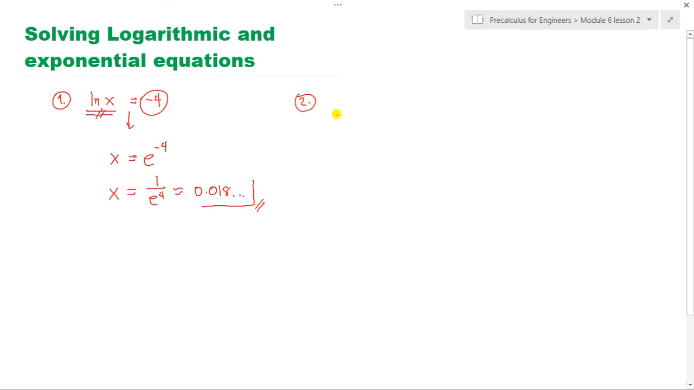For number 2, let's say you are given 5e raised to 3x minus 4 is equal to 2. This is already in exponential form. Since 4 is a constant, we combine it first so the equation doesn't get complicated. That is 5e raised to 3x is equal to 4 plus 2, that is 6. Then we divide by 5, so on the left side, e raised to 3x is equal to 6 over 5.